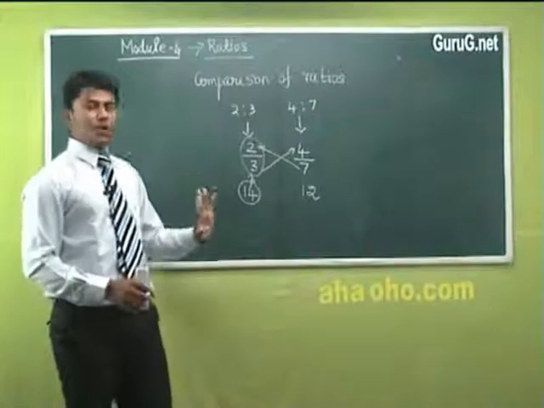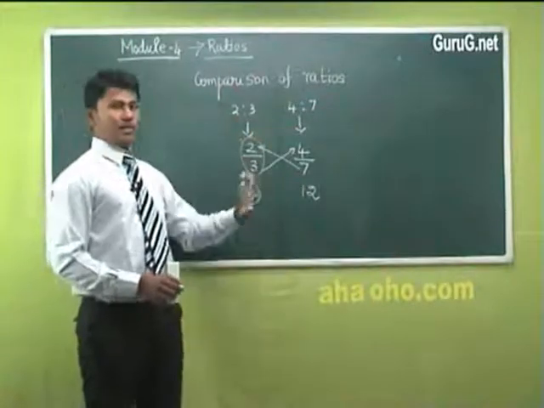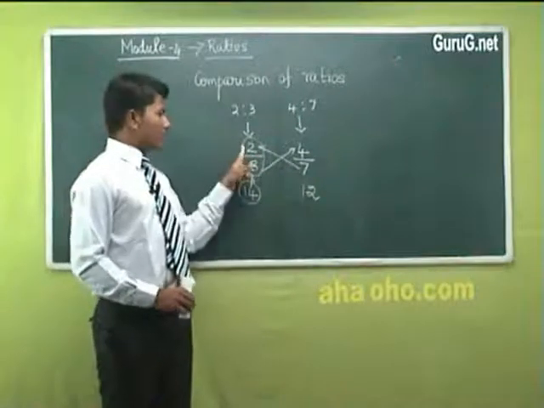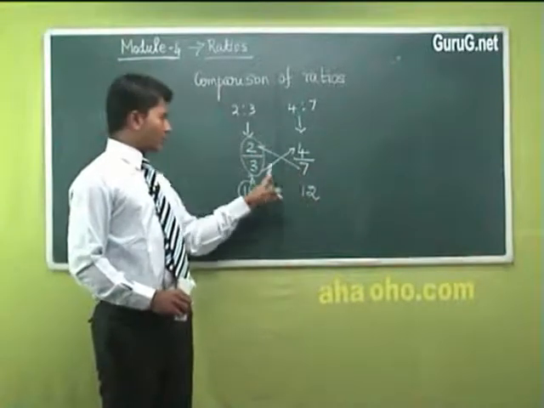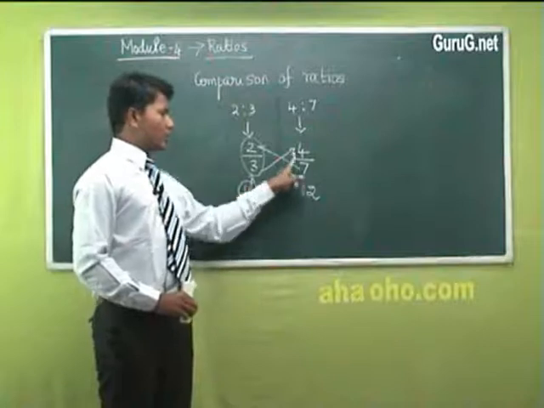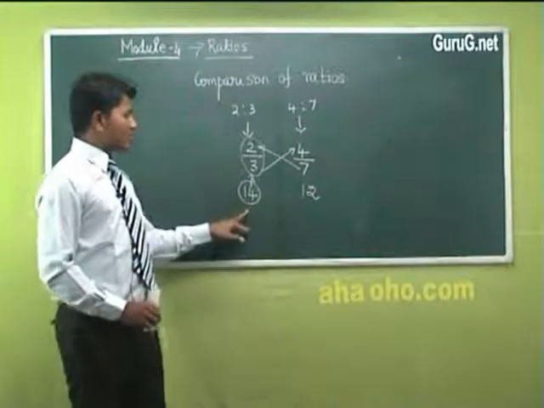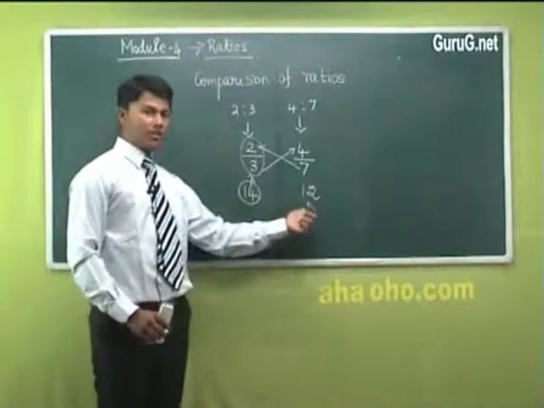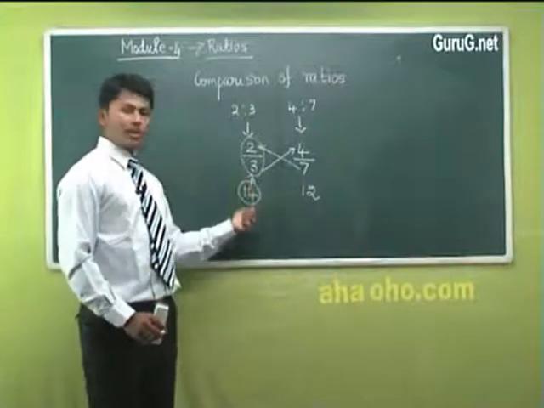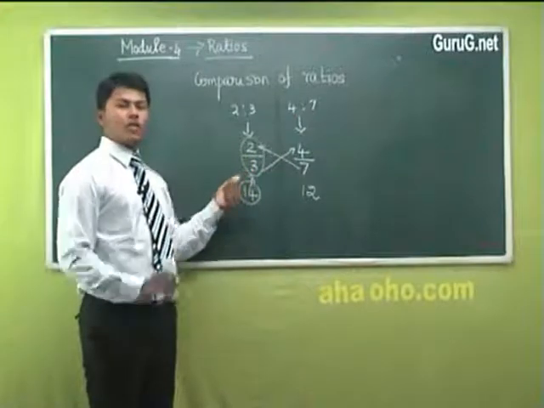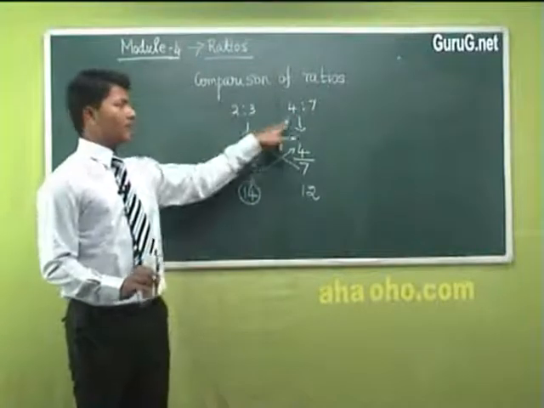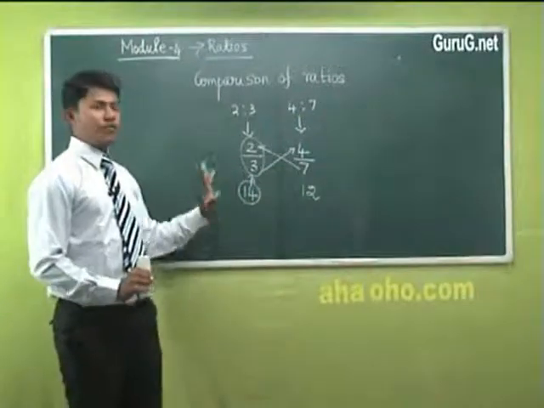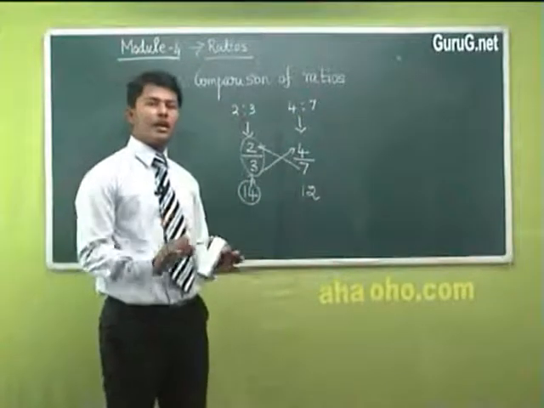You need to compare two ratios, 2 is to 3 and 4 is to 7. Write them in fractional form, 2 by 3 and 4 by 7. Cross multiply the numerators and the denominators. 2 into 7 is 14, 3 into 4 is 12. Just observe the ratio that is above the greater value. 14 is greater than 12. Which ratio is above 14? 2 by 3. So 2 is to 3 is greater than 4 is to 7. So this is the shortcut method of finding which is the greater ratio.